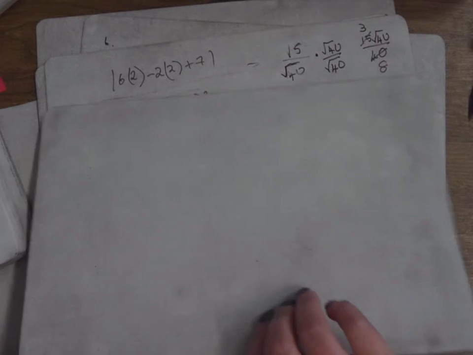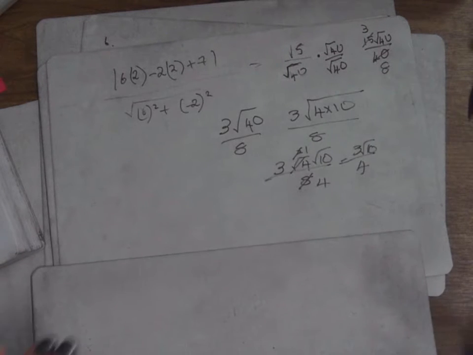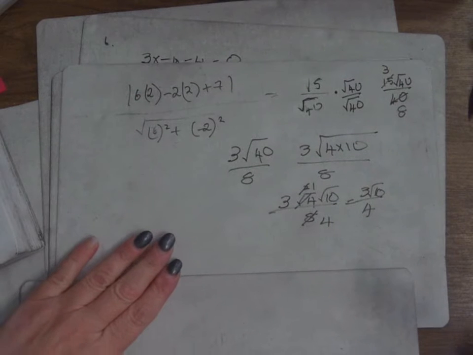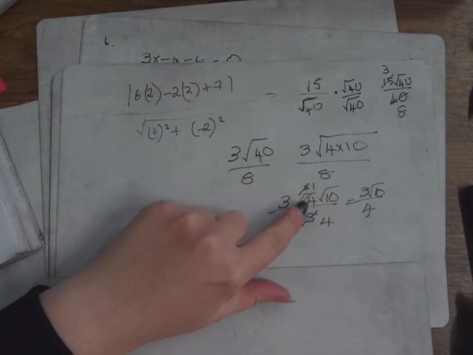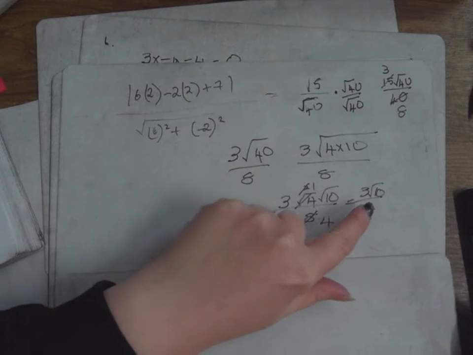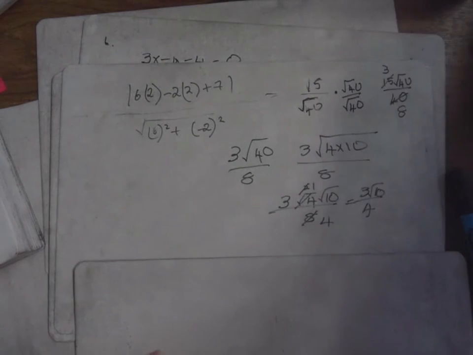7. Can you make your favorite number second? Sorry. Do we need the other board? Is that 3 and then square root? 3 root 4 root 10. That's 3 root 10 all over 4. Okay.